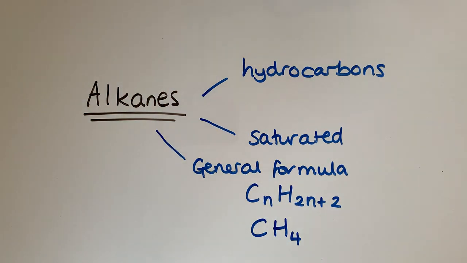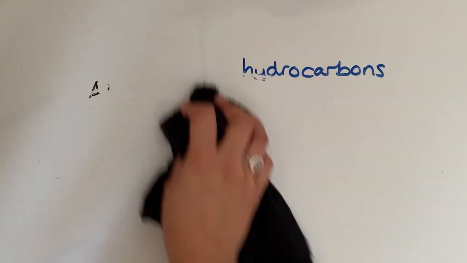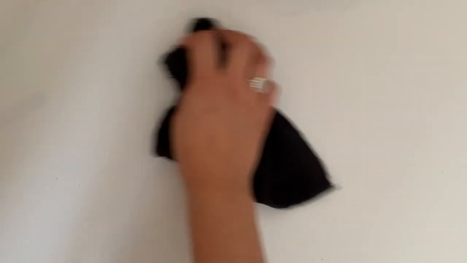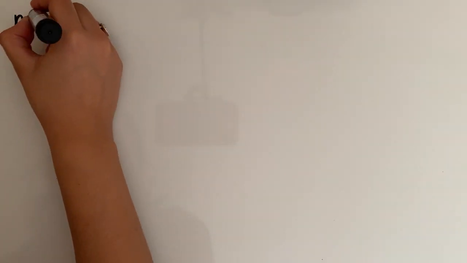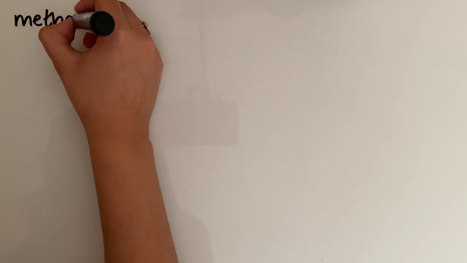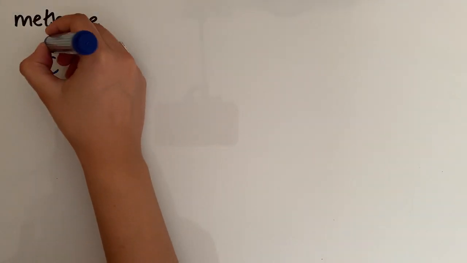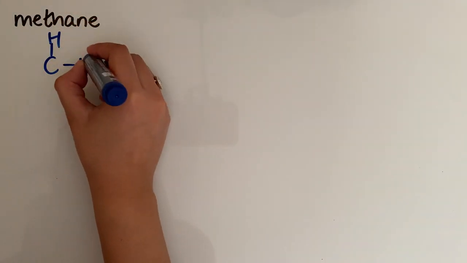So let's start having a look at these alkanes in a bit more detail. We need to know their names, what the formulae for those are, and the different ways that we can represent them. So the first one, as we said, was called methane. It's the simplest alkane. And methane has the molecular formula CH4.